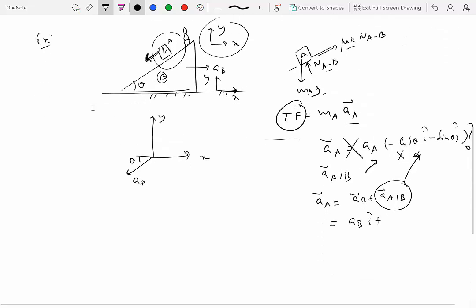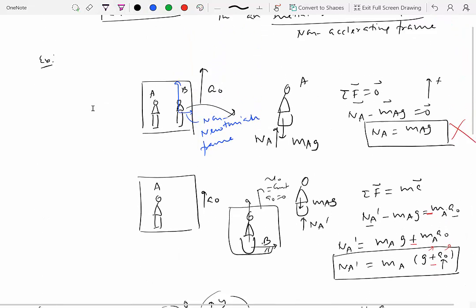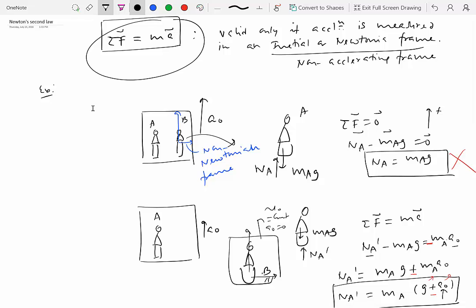So the basic summary is that do not use this equation sigma F equal to ma in a non-Newtonian or non-inertial reference frame. Make sure that if you are measuring accelerations, you are measuring acceleration with respect to a frame that is either not moving or is moving with constant velocity.